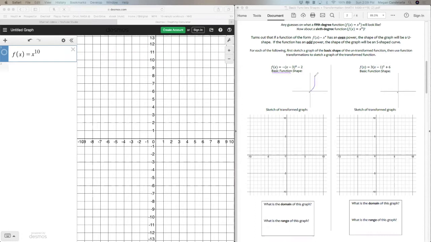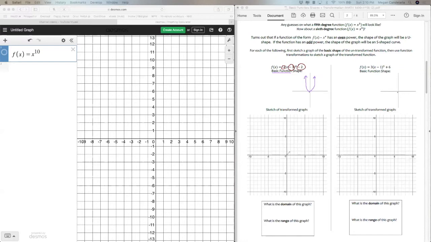Well, remember, this is even, and even things have a basic shape that looks like a U-curve, okay? And then what have we done to this U? That's the question. What have we done to get the transformed graph? Well, we've reflected it across the x-axis, we've moved it to the right 3, and we've moved it down 2. So we're going to sketch that here on our big graph.